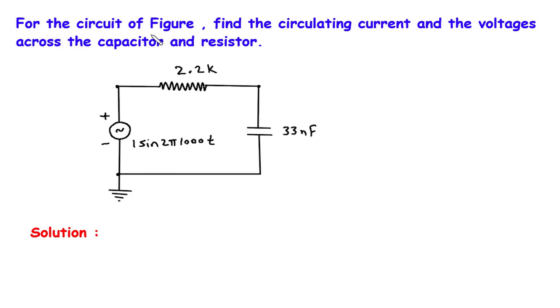For the circuit of the figure, find the circulating current and the voltages across the capacitor and resistor. Here we can see this is the circuit. We have to find the circulating current and the voltages across the capacitor and resistor. Solution.